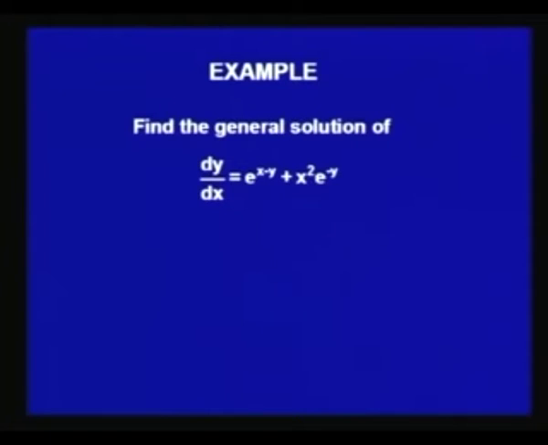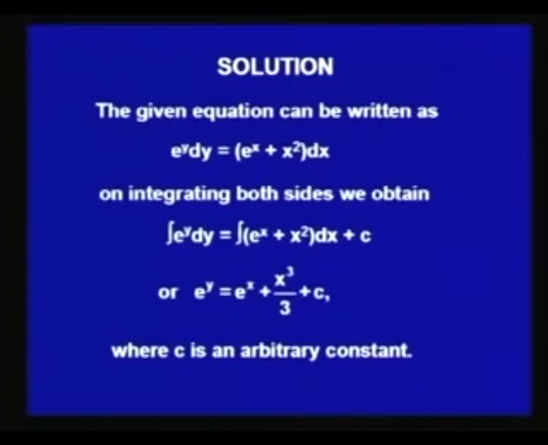Let us consider an example of a first order ordinary differential equation of first degree which belongs to this category of variable separable form. Let us take dy by dx equal to e to the power x minus y plus x square into e to the power minus y. Now, this differential equation can be written as e to the power y dy equal to (e to the power x plus x square) dx.